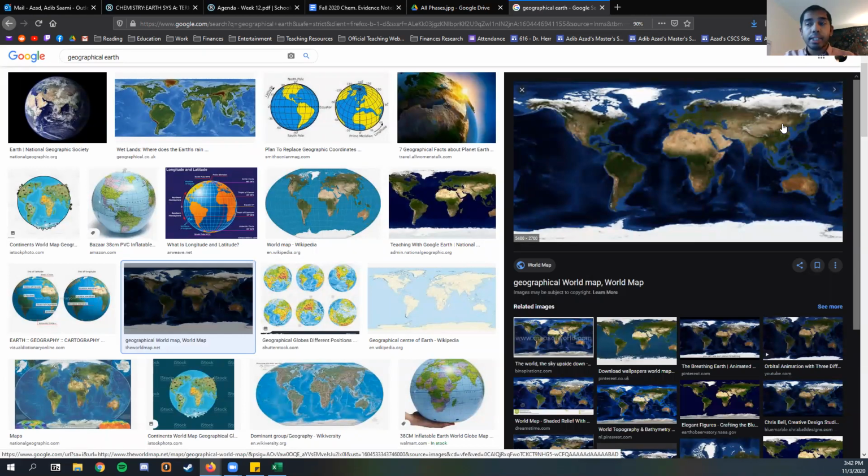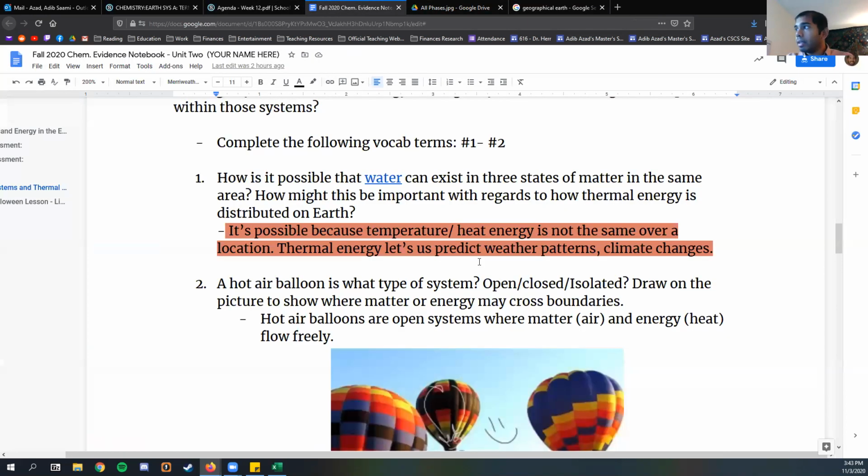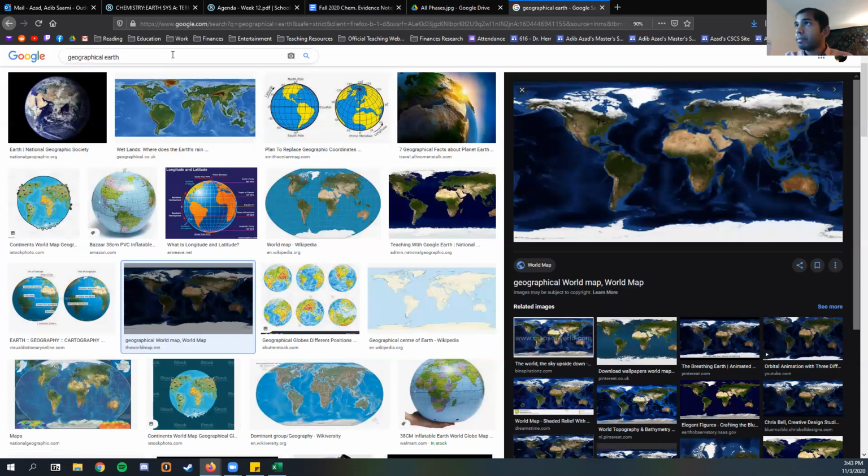Luckily for us, as human beings, temperatures are not the same everywhere we go. And so instead, we have one giant desert in the middle of the supercontinent there. Then we have some lower end deserts down there, and then rainforests and more forests. And so temperatures and how they differ let us predict weather patterns and climate changes.